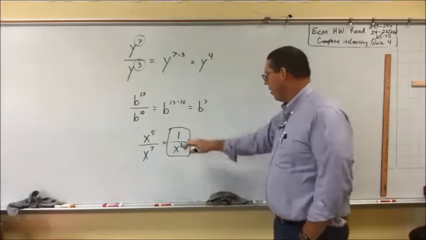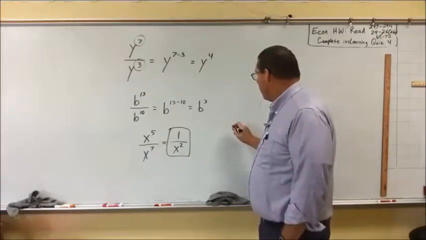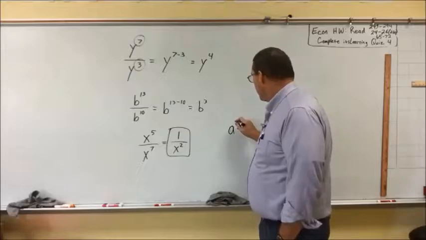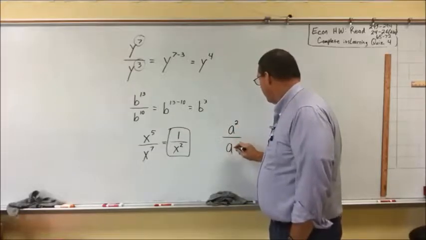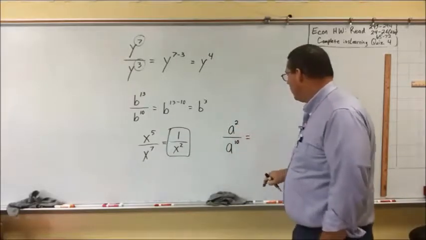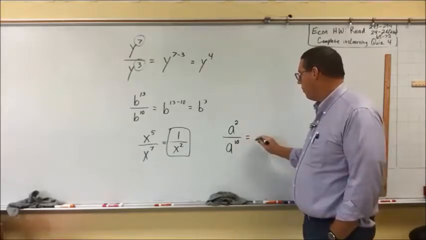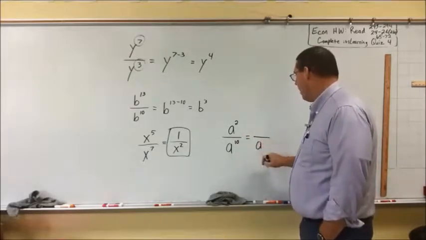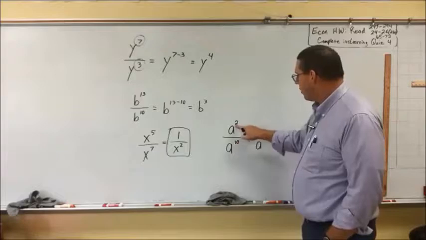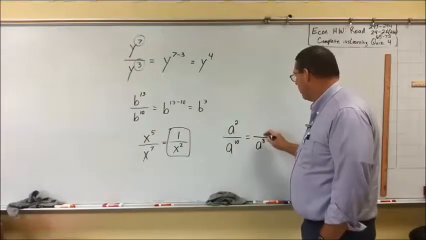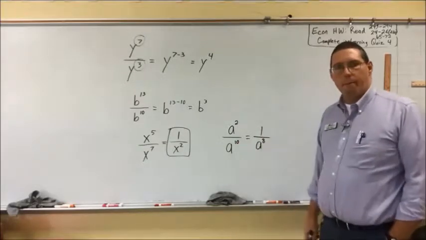Let me do another one that's kind of like that. Let's say that we have a squared over a to the 10th power. In this case, there's more a's in the denominator, so that means we're going to be over a, and it's 10 minus 2, which is 8, and leaving a 1 up top.